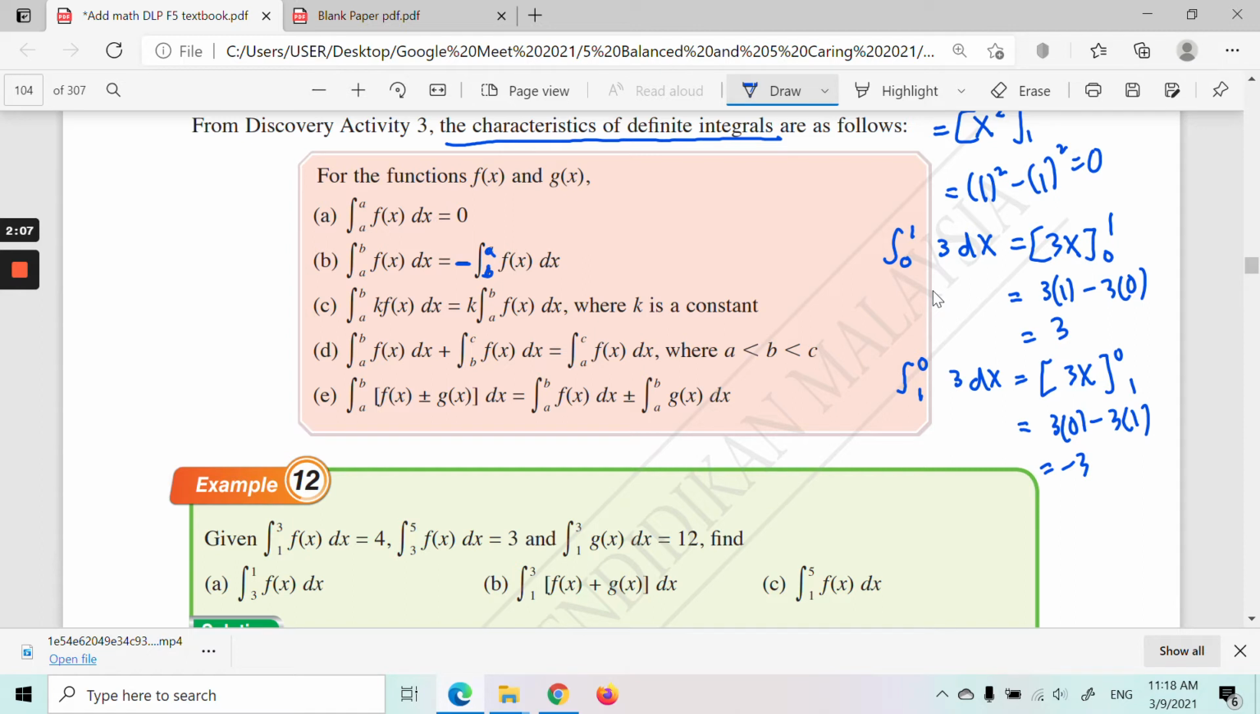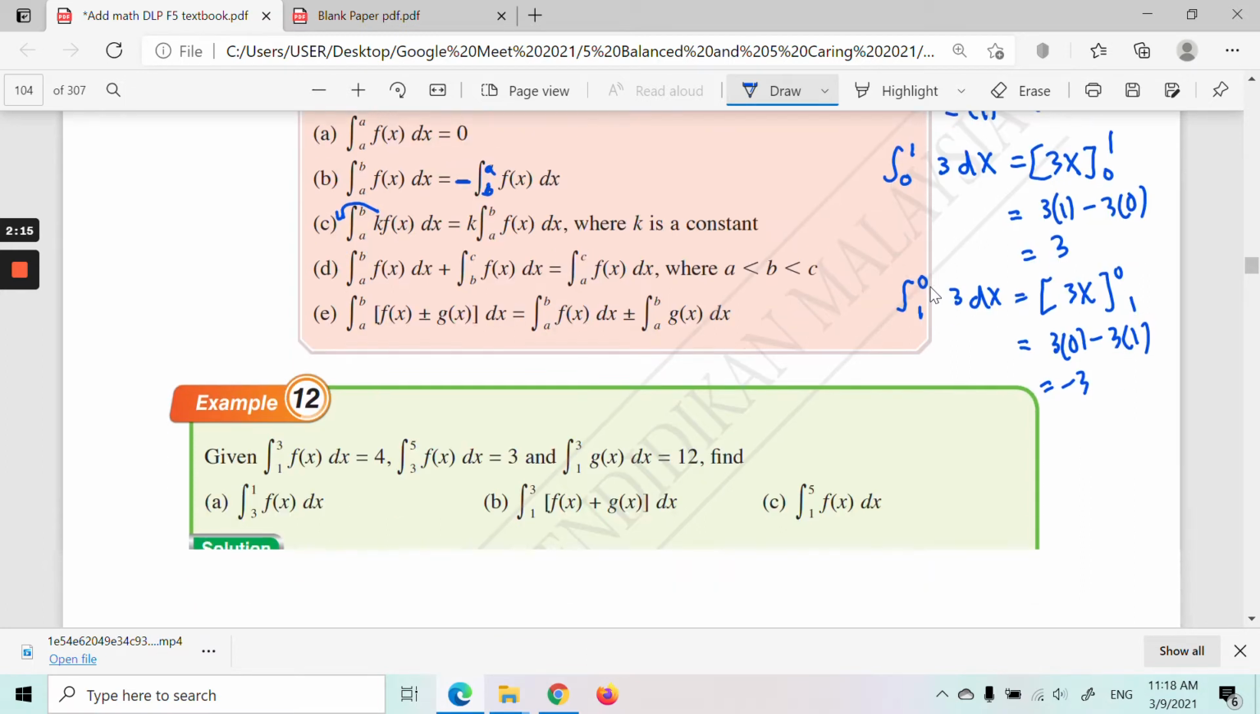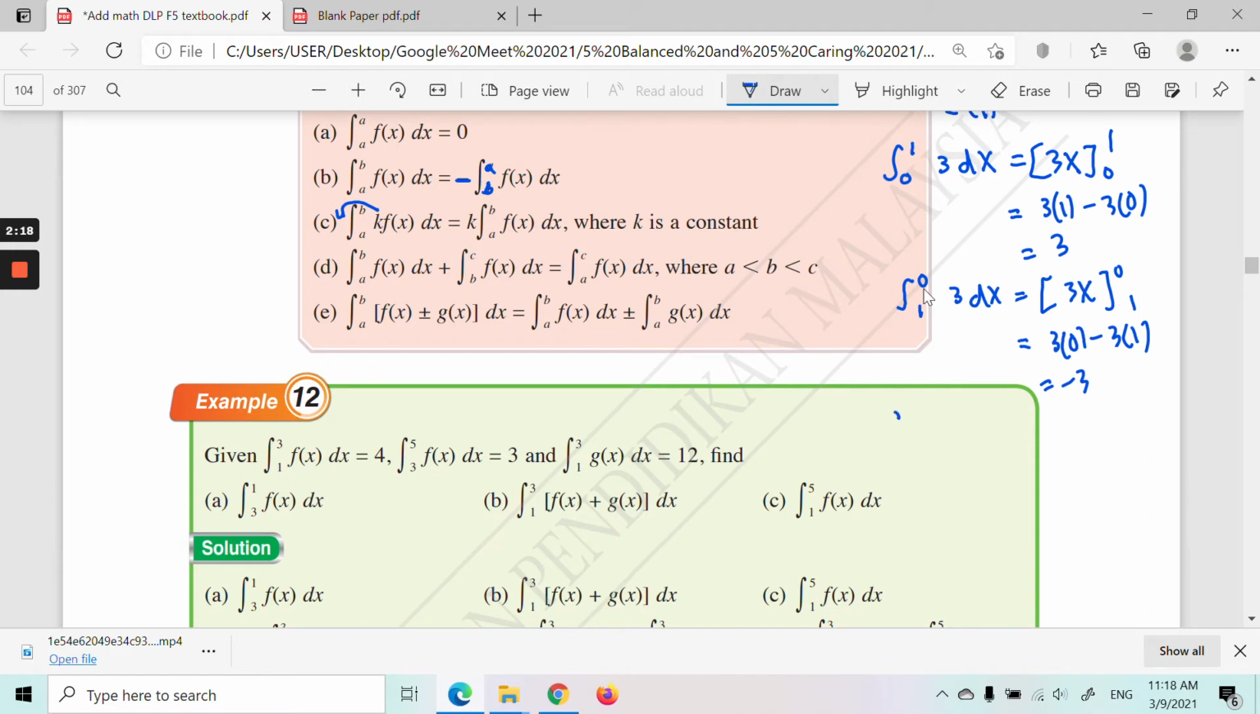And then law number 3: if you have integrate a to b, k f(x), where k is a constant, you can bring the constant out. You will obtain the same answer. For example, if I have integrate from 1 to 2 of 4kx dx, then I can rewrite it as 4 integrate 1 to 2 kx dx. Because when we do integration, the number we only copy. The number does not influence the answer for integration. So that's why for the third law, we can bring the constant outside.